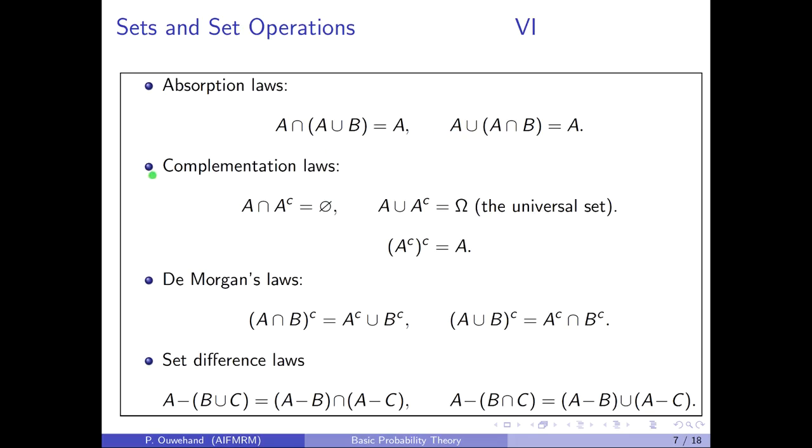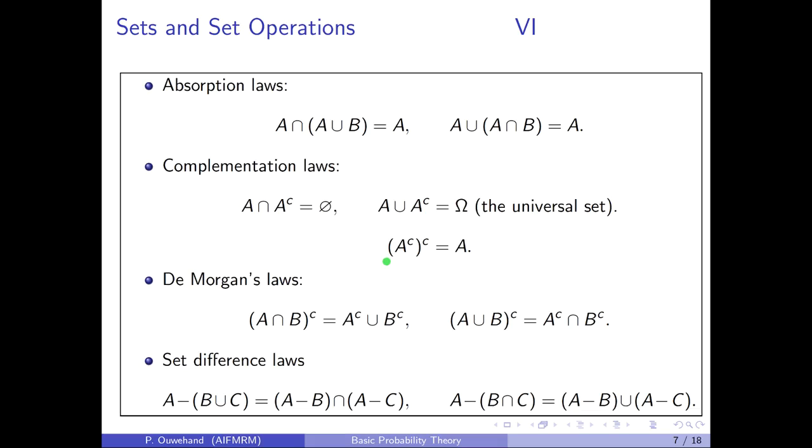Then we have the complementation laws. A intersection A complement is the empty set, because no element can belong to both A and A complement. And A union A complement is equal to omega, the universal set, because every element belongs to either A or to A complement. Of course, the complement of the complement is just the original.